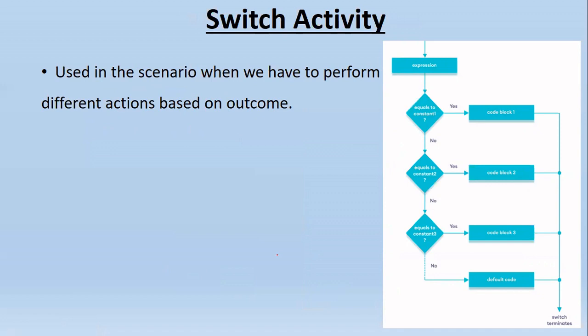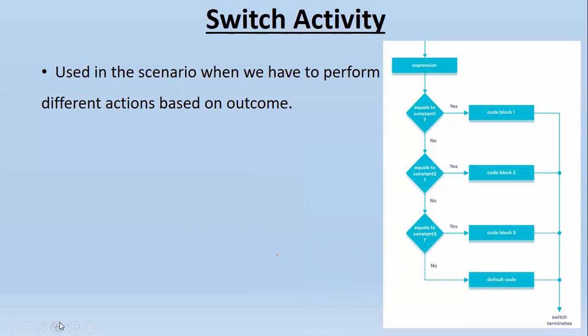perform different actions based on the outcome. Say if today is Monday, I will go for cycling. If today is Tuesday, I would take a rest. If today is Wednesday, I'll go for gymming. If today is Thursday, then I'll do some activity, and so on and so forth. So, based on what day it is today, you are performing a different set of actions.